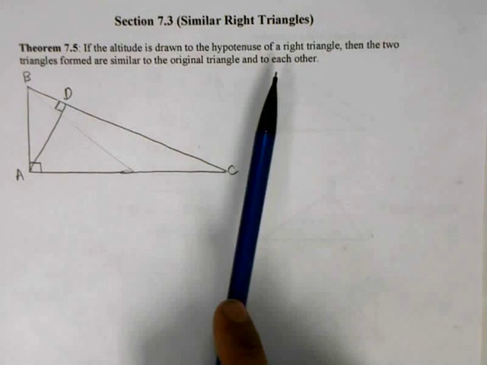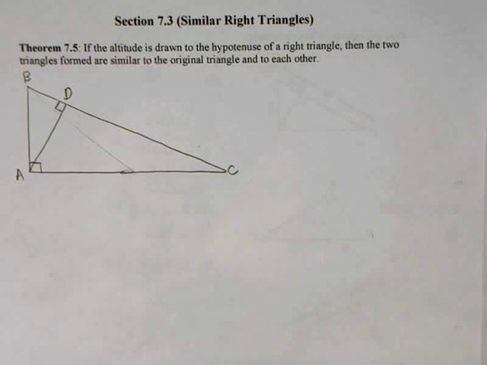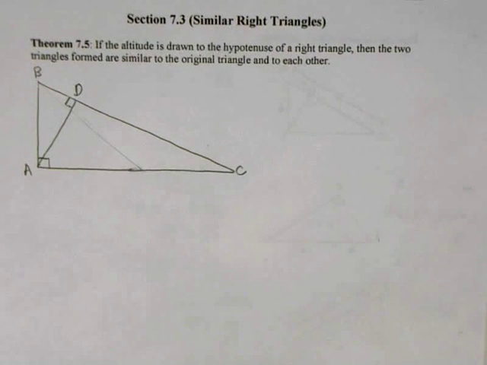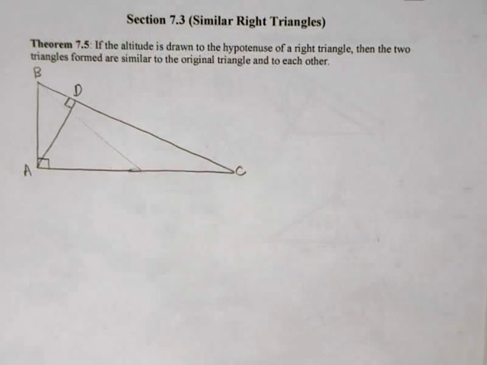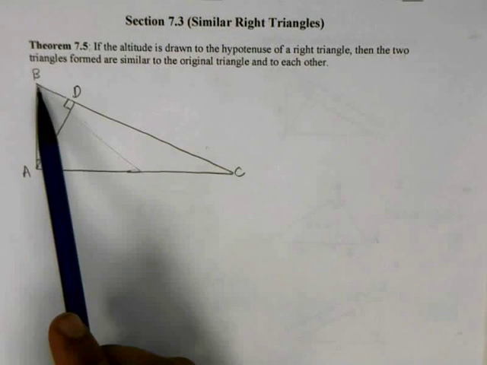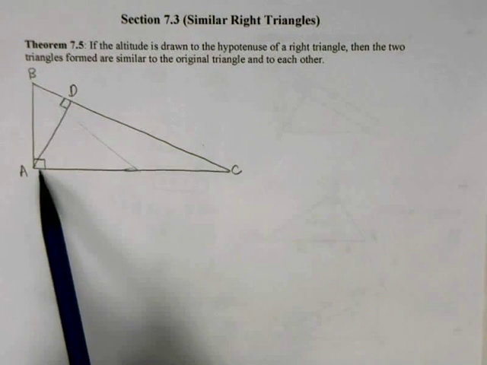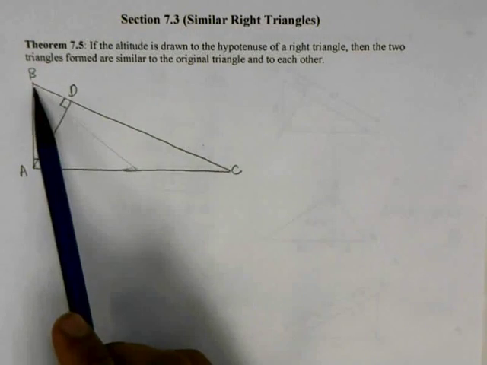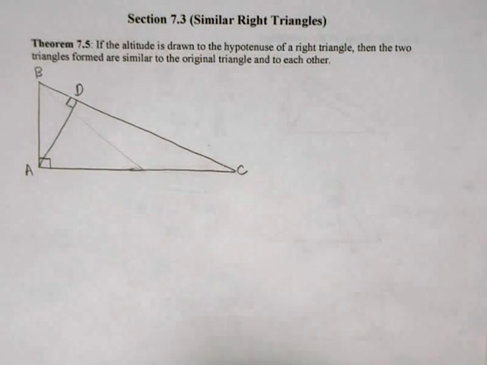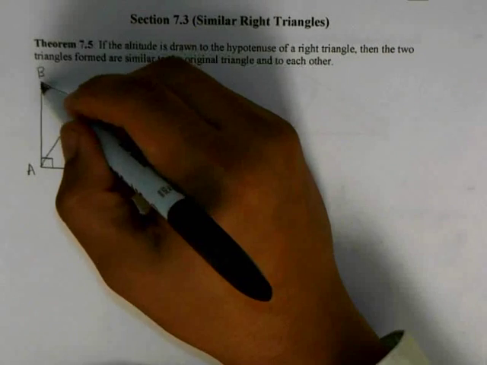If an altitude is drawn to the hypotenuse of a right triangle, then the two triangles formed are similar to the original triangle and similar to each other. So this is just a one sentence statement here, but it's actually saying a lot. It's saying that if we have a right triangle, BAC, so that's our original right triangle, and let me just highlight that here so we can see a little bit better.